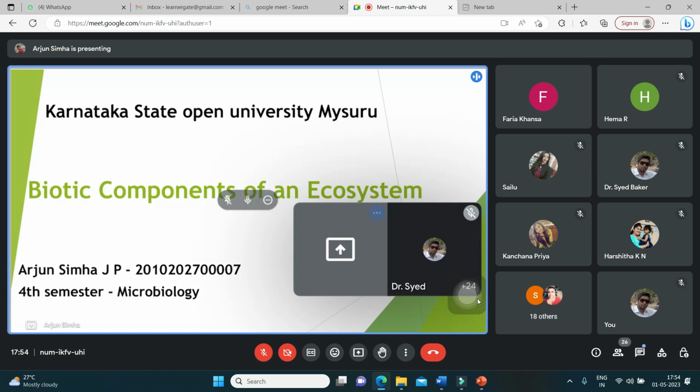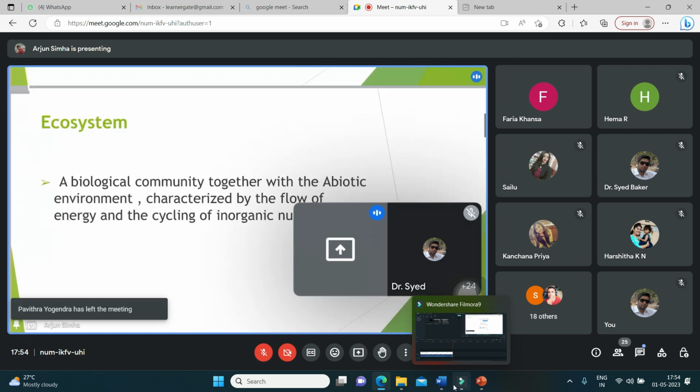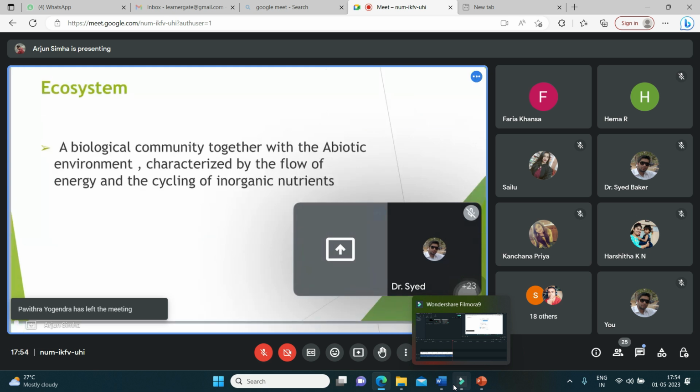So firstly, we talk about the biotic components. The biotic component is a part of the total environment created by living, interacting organisms. And when moved to the ecosystem, the biological community together with the abiotic environment is characterized by the flow of energy and the cycling of inorganic nutrients.